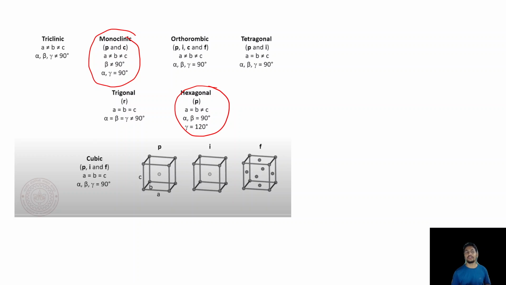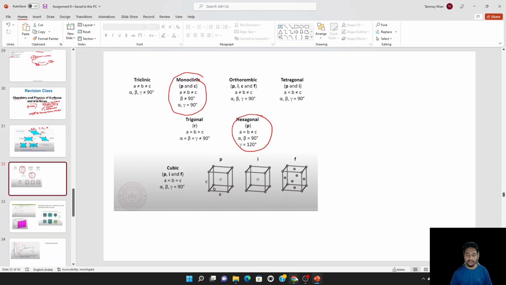So among these 14, things can be asked like the parameters of the hexagonal. In some assignment also, I think in assignment one or two maybe, people have asked that kind of question already.